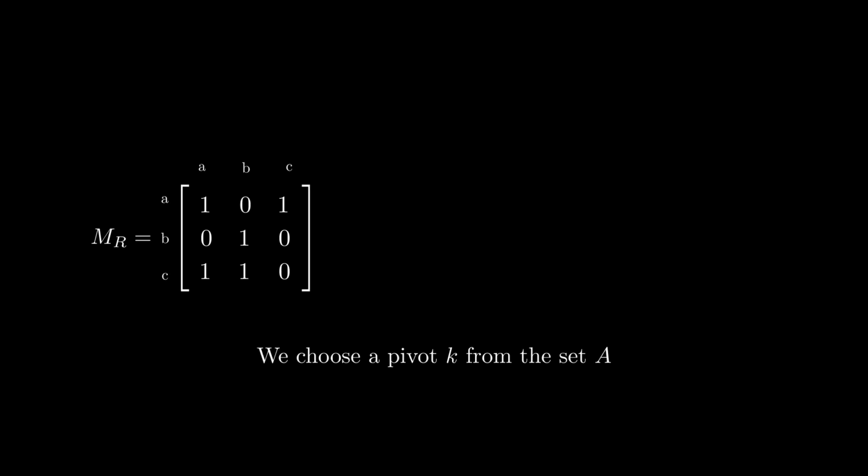Now, given an adjacency matrix M sub R on a set A, where M sub R is equal to the following matrix, with the elements a, b, c. We choose a pivot K from the set A, where A has the following elements, lowercase a, b, and c. Usually, the pivot we choose is the first element of the set, which is a. This will keep our flow and our algorithm much easier to follow.